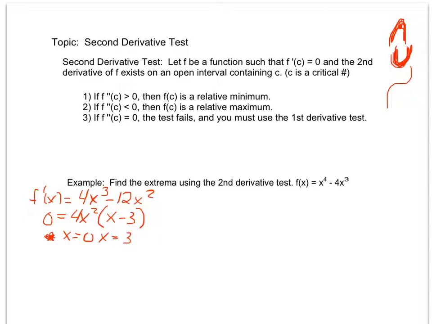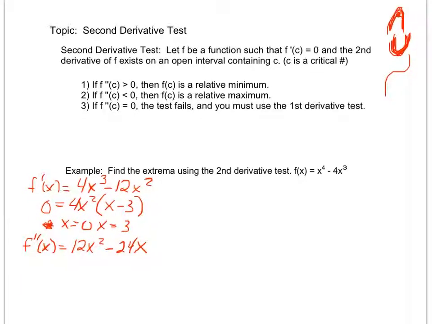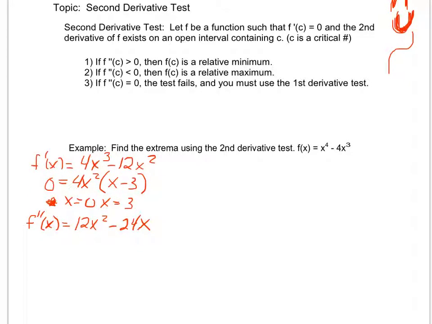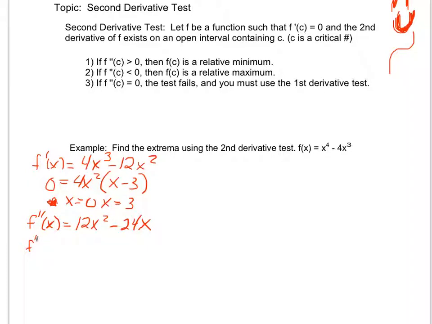I'm going to come back to those, but before I do, I'm going to find my second derivative, because I want to plug my critical points in to use concavity to determine if they're minimums or maximums. So my second derivative. Now I will plug each of my critical points into my second derivative. I take the second derivative at 0, and I get 0, which is unfortunate because that doesn't tell me anything. Before I worry about that, I'm going to plug 3 in.